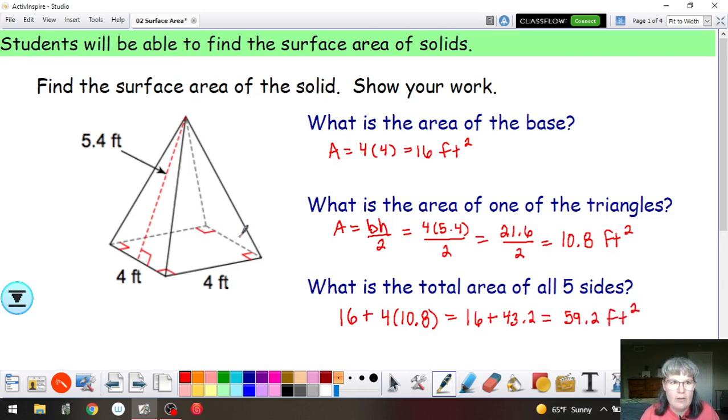And as we find the surface area of all of our shapes, we can break it down. What's the base? What are the triangles? Or if it's the case of a prism, what's the area of the base? What's the area of one of the rectangles? And go on from there.